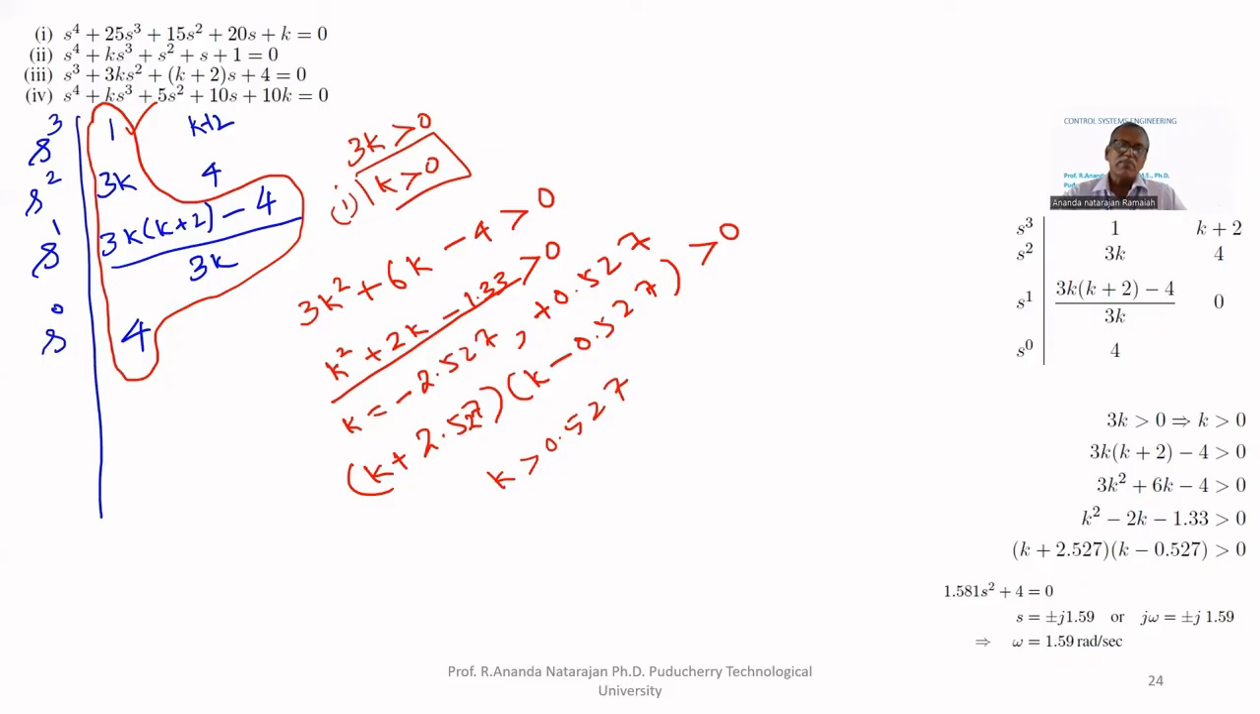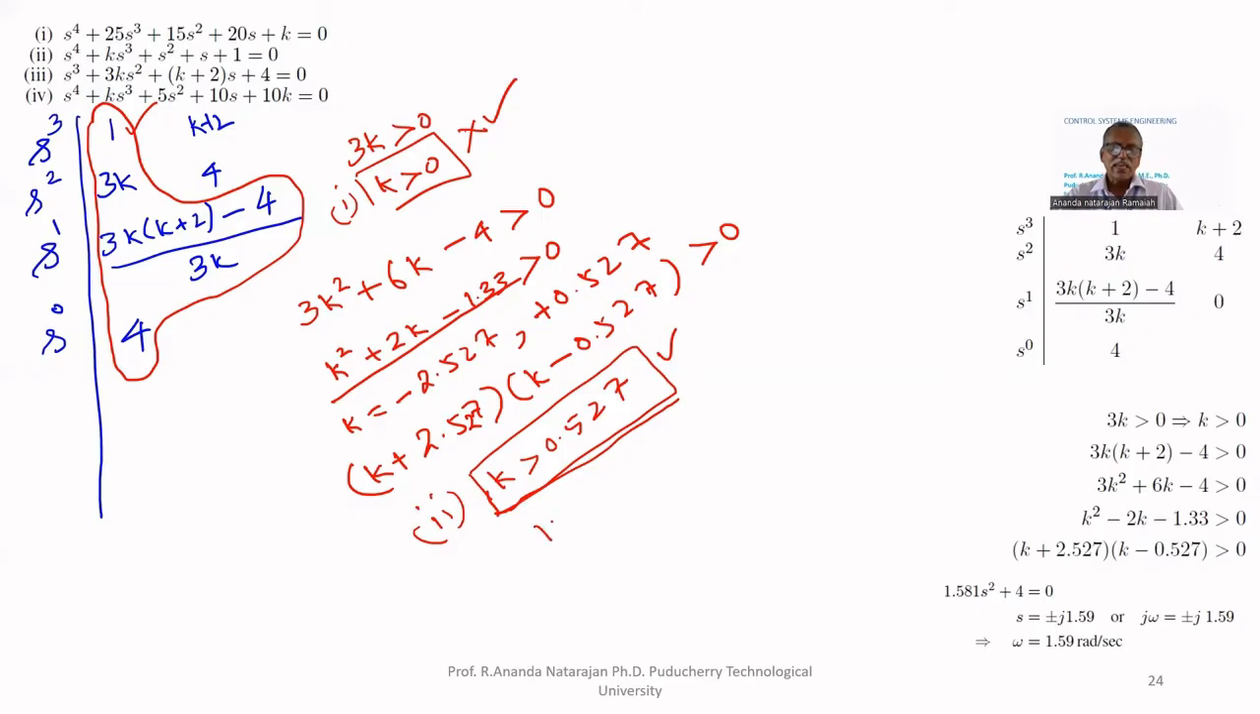One condition is K must be greater than 0. The second condition is K must be greater than 0.527. If the second is satisfied, the first will automatically be satisfied. Therefore, we can ignore the first condition and consider K greater than 0.527 alone.